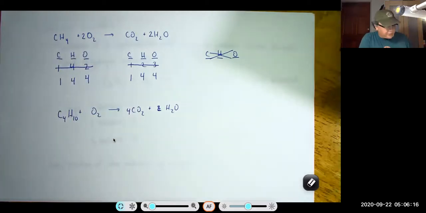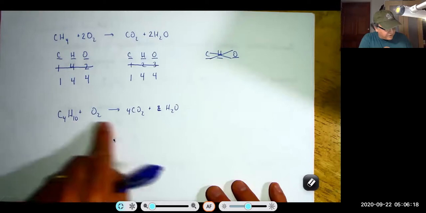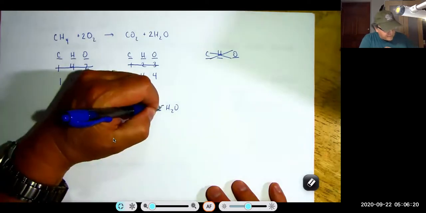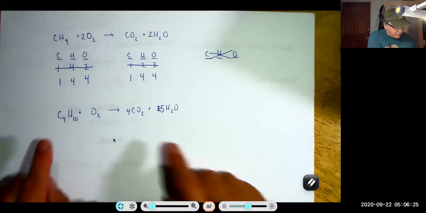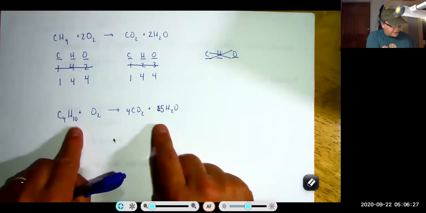Now I'm going to go with the hydrogens. I have 10 here and 2 here. So I'm going to put a 5 here. So now we have 10. So double checking, we have 4 carbons, 10 hydrogens.